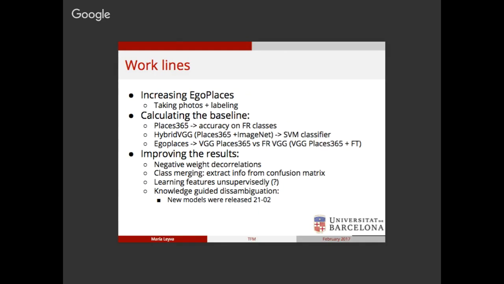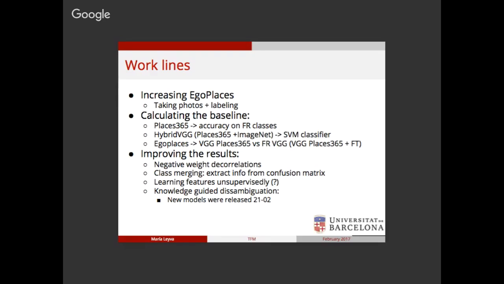So what are my work lines? First was increasing EcoPlaces, because if I don't have images, I can't do anything. And then I have to calculate the baseline, the accuracy of Places 365, only on the food-related classes. And they also had one net called hybrid VGG that used Places 365 and ImageNet and outputs 1,365 labels. So I have to add an SVM classifier here to see how it performs on our images. In their paper, they showed that this was the model that generalizes the best for other datasets. So it is interesting to take it into account.